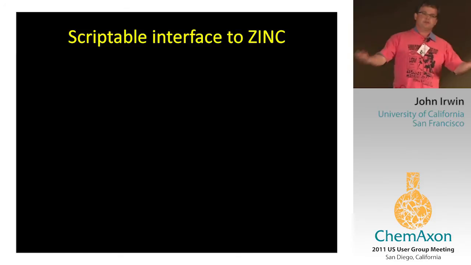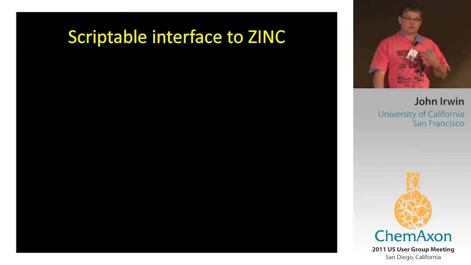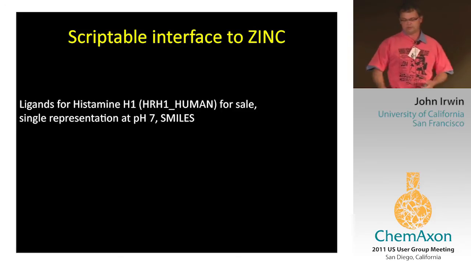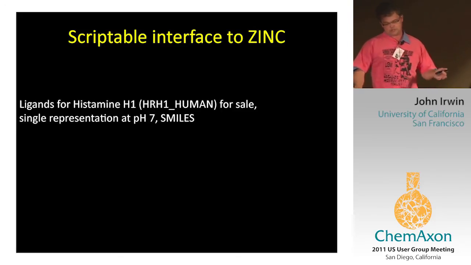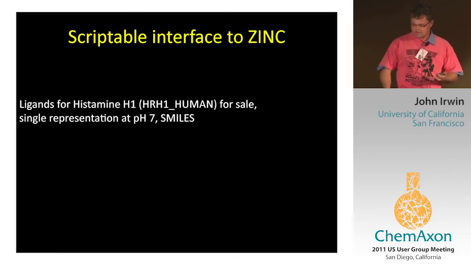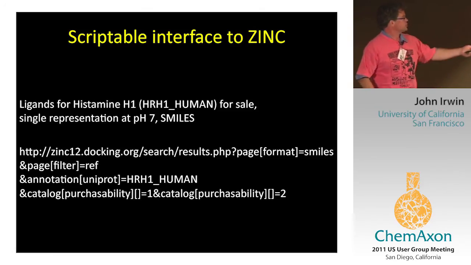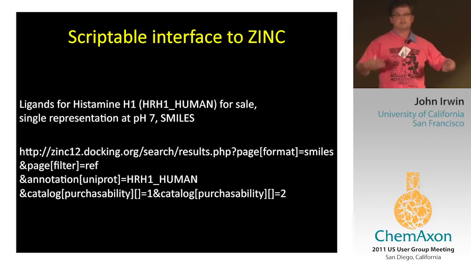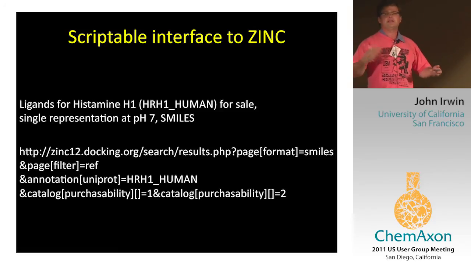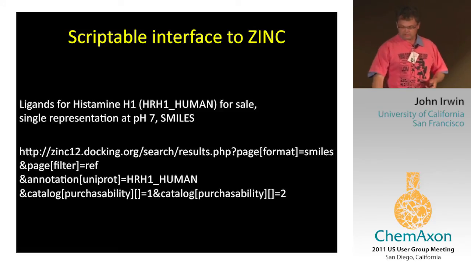And of course, this has all been a graphical user interface, but lots of people want to have a programmatic interface. So if you want, for example, to look for ligands for histamine H1 that are for sale, and you want them in SMILES format, then there's just a URL you can compose, and it's very easy to see. We've got a wiki page that explains how to do this. So you just go to our website and ask for format SMILES. We want a single reference, PH7, and there's the UniProt code, and then the purchasability means... I think purchasability 1 is 2-week supply, and purchasability 2 is make on demand, so up to 10-week supply time.